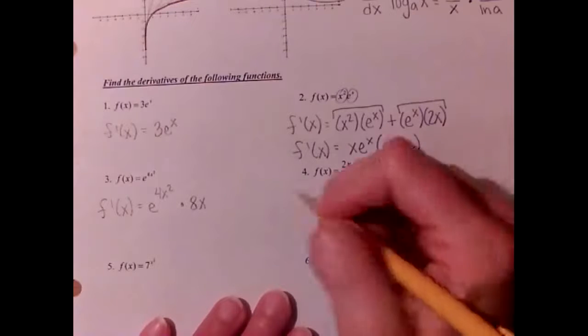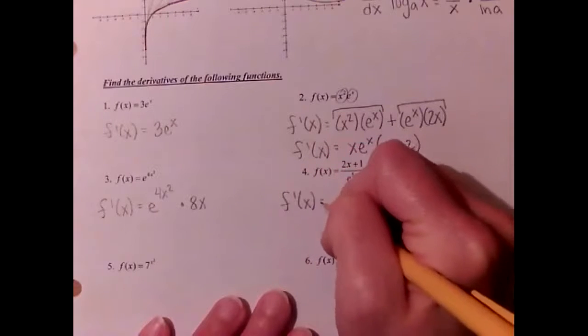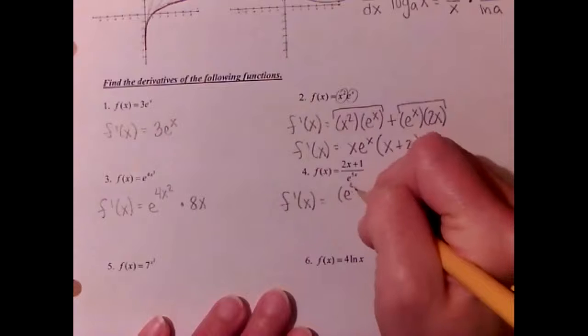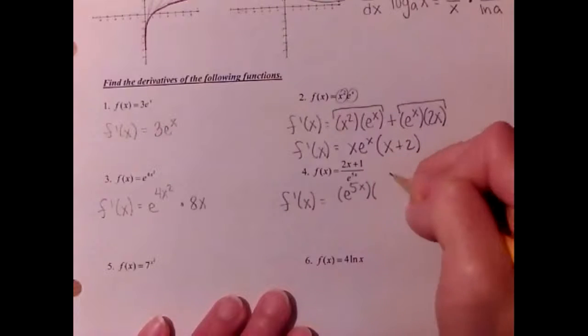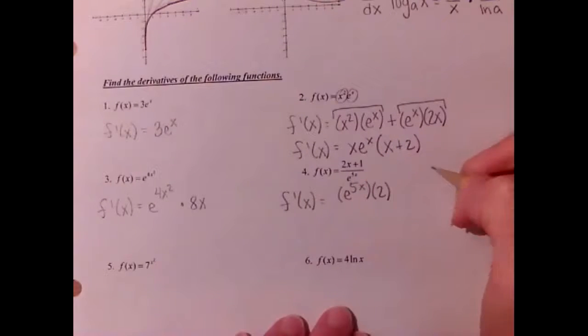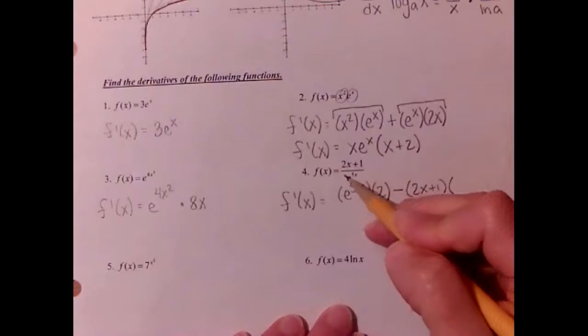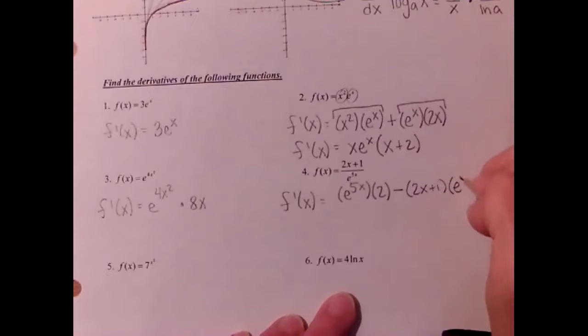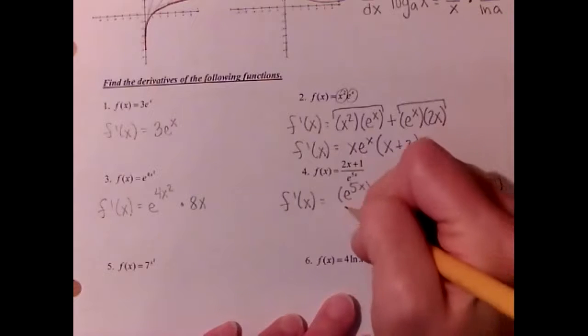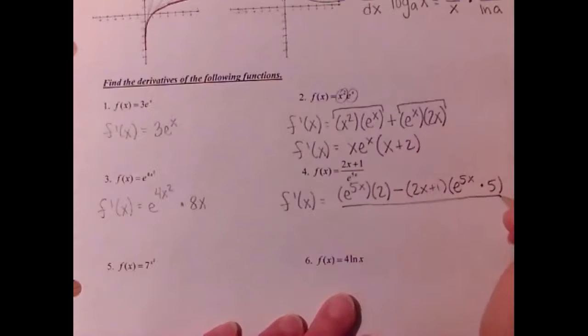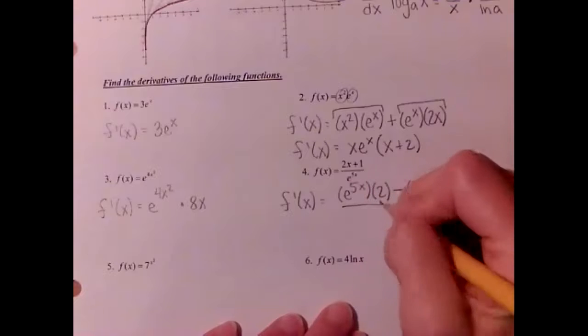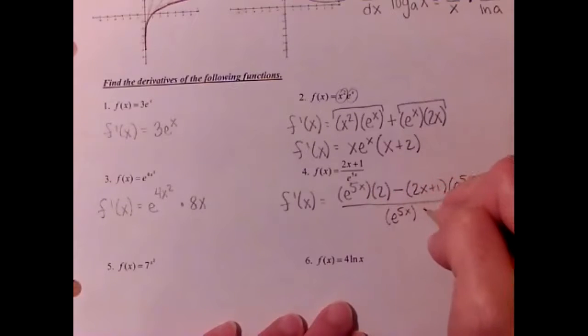All right, and then this one is a quotient rule. So that is going to be the denominator times derivative of the numerator, minus numerator times derivative of the denominator. This is a chain rule. So it will be itself, e to the 5x, and then you have to chain on the derivative of 5x, which would be 5. And then it is over the denominator squared. I'm going to go ahead and just write it twice.